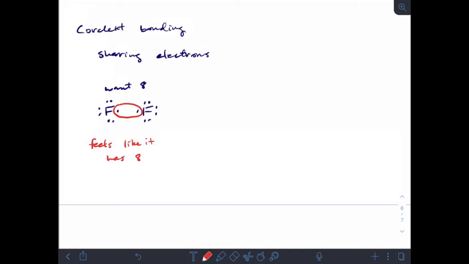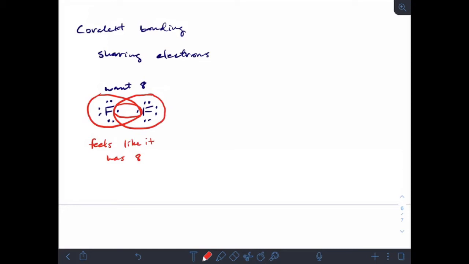So each one of these fluorine atoms feels like it has access to all 8 of these electrons, and the other fluorine also feels like it has access to all of these electrons. Those electrons that they're sharing, it's kind of like joint custody. They both get to have access to them.